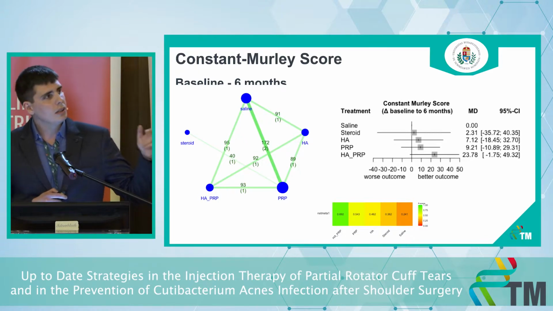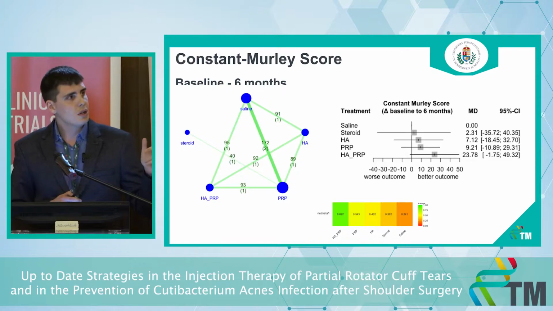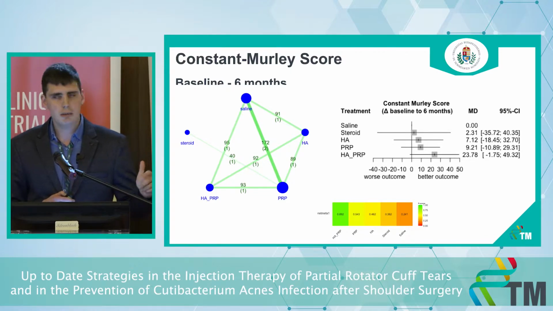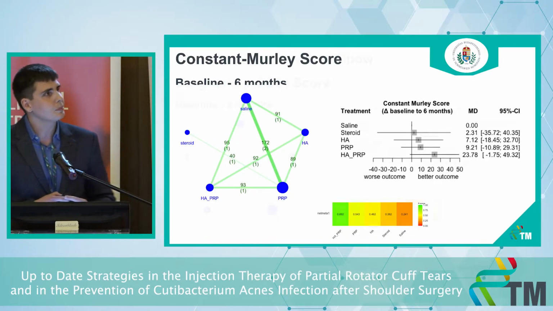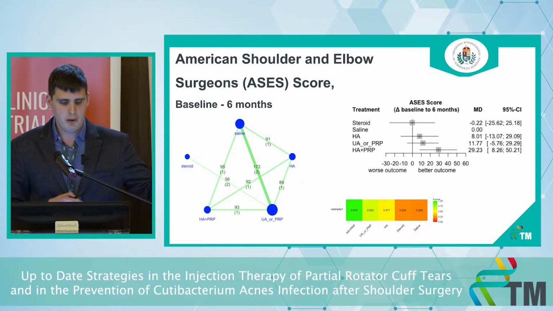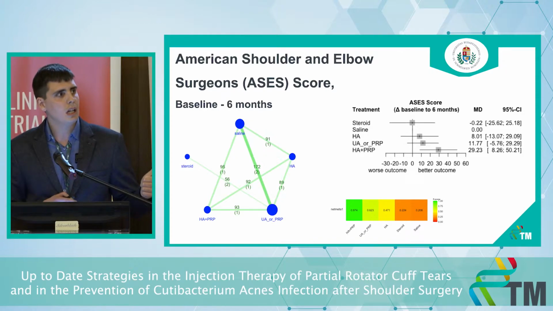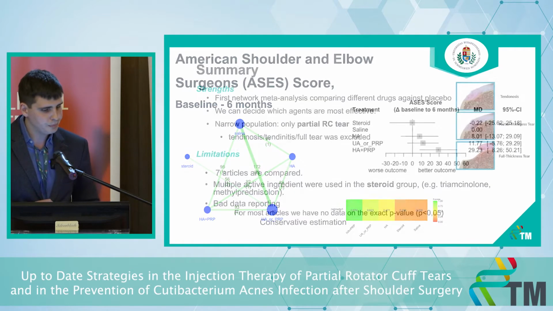At this point, I would like to talk about the American Shoulder and Elbow Surgeons score, which shows a significantly better outcome after 6 months only with hyaluronic acid plus PRP compared with the saline solution. And the last graph is the visual analog scale, which shows that only the hyaluronic acid plus PRP had a significantly better outcome than the placebo solution.